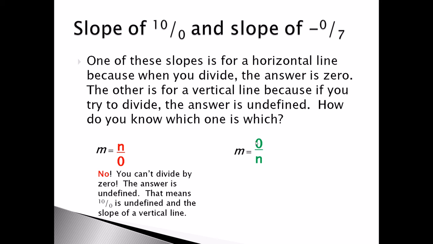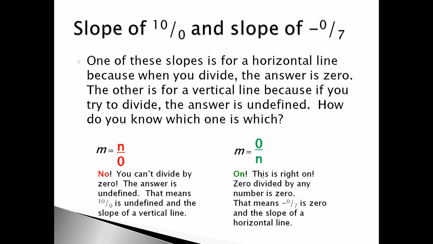But if you end up with your 0 in the numerator, right on. Oh, that's good, because 0 divided by any number is 0. That means 0 divided by negative 7 is 0, and it's the slope of a horizontal line. Yeah, it's on. The answer is 0. It doesn't really matter if you have a vertical line or a horizontal line, but I can remember "no." That means it's undefined. And "on." Okay, I can keep my 0.